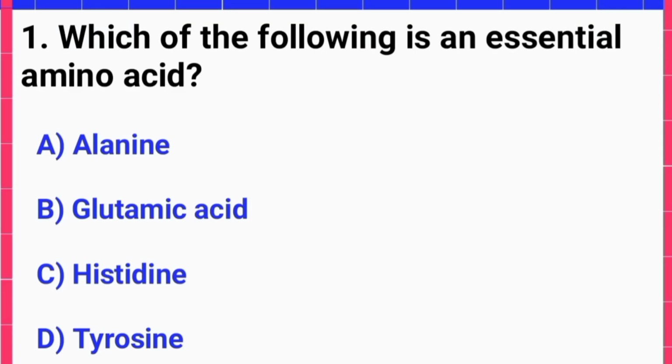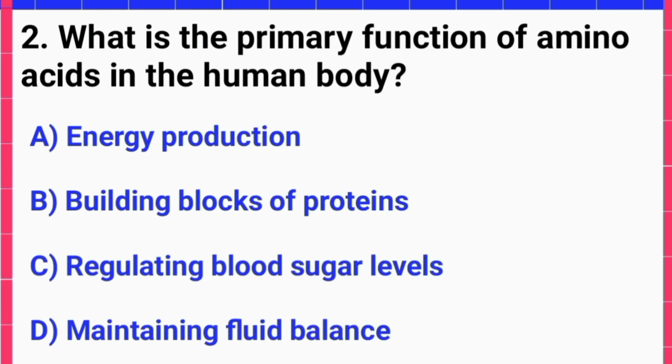Question number 1. Which of the following is an essential amino acid? The right answer is option C. Question number 2. What is the primary function of amino acids in the human body? The right answer is B. Building blocks of proteins.